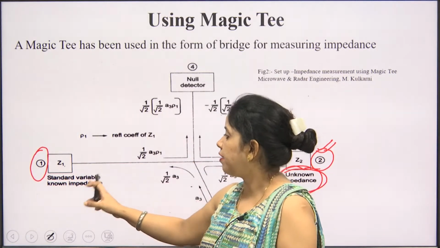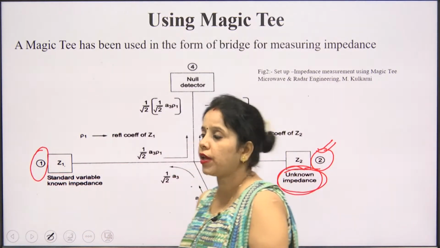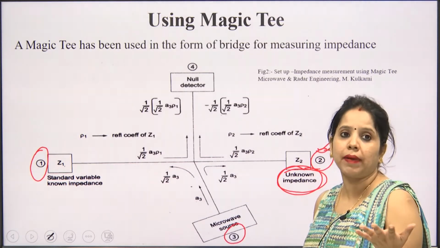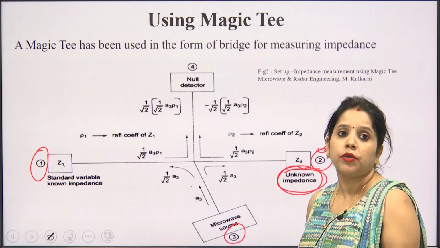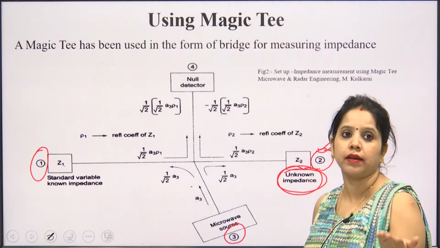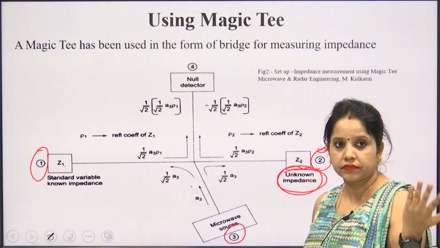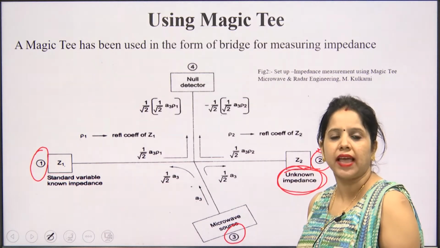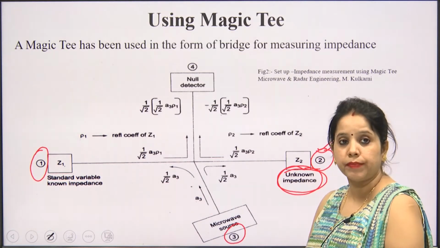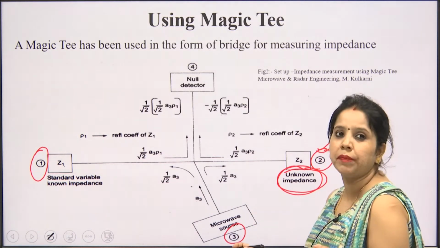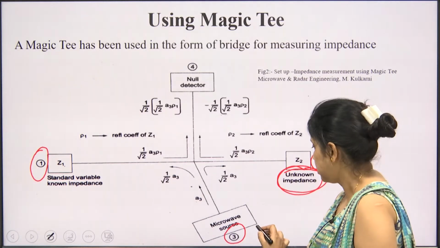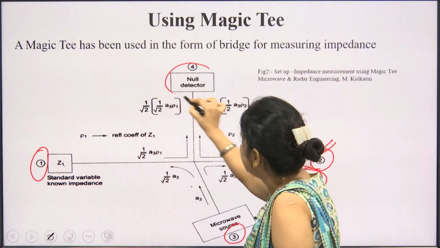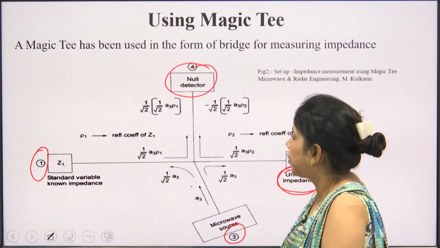So the standard variable known impedance is kept at port 1, and at port 3 we are providing the microwave source. All the microwave sources we have already discussed: the klystron, the various types of TWT, etc., which all come under the category of microwave source. Normally for measurement purposes we use the reflex klystron as a microwave source, and here we are providing a null detector.